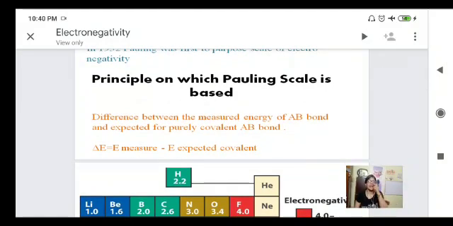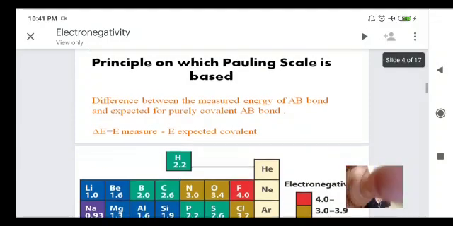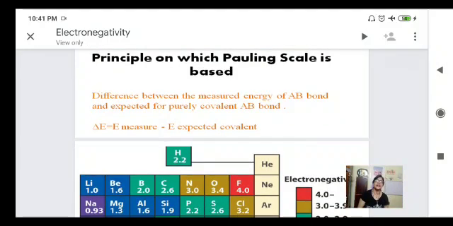You have to understand that it is the difference in energy between the bonded pair of electrons as measured, as observed, and the predicted value of the bond energy. That is, the difference in energy, electronegativity, delta E equals E measured for the AB bond minus E expected of the AB bond, when the expected bond is necessarily a non-polar covalent bond.